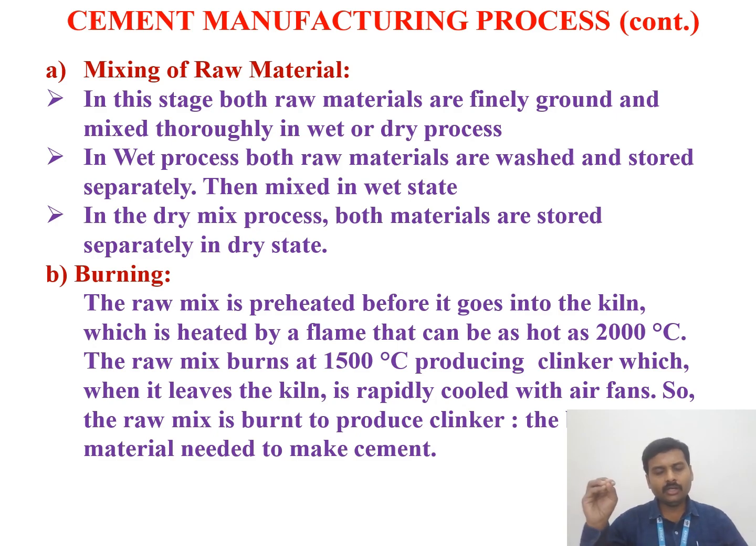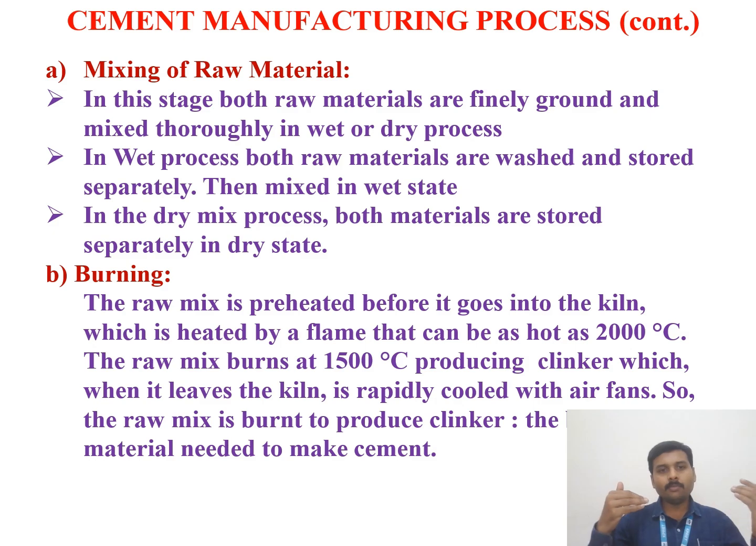While mixing the raw material, this is the stage in which raw materials like lime and clay are finely ground and mixed thoroughly in a wet or dry process. Here, in the manufacturing process of cement, two processes are involved: one is the wet process and another one is the dry process. Let me see the difference between the wet process and the dry process. In the wet process, both the raw materials are washed and stored separately, then mixed in the wet state. It will form a slurry. Whereas in the dry process, both the materials are stored separately in the dry state.